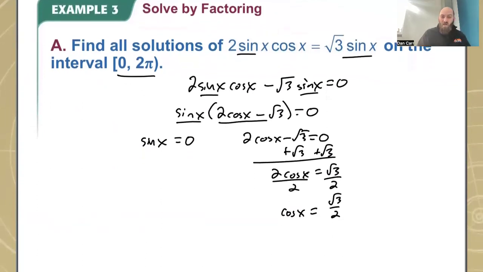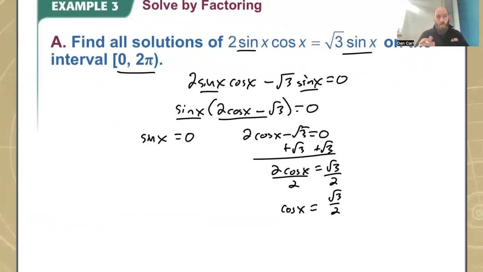So if I model these out again with their triangles, but in this case, the quadrantal angle, when is sine of x equal to 0 on the interval 0 to 2 pi? And when does the cosine of x equal the square root of 3 over 2?